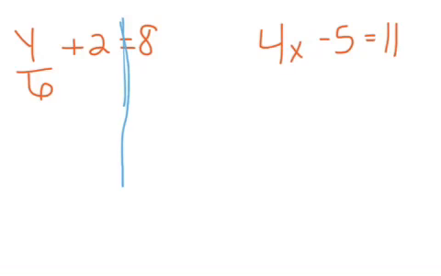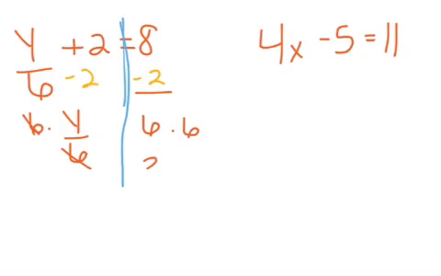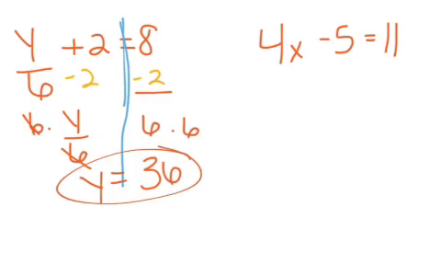So here we have y divided by 6 plus 2 equals 8. My first step, I'm going to get rid of addition on both sides. Rewrite my problem by bringing down y over 6, subtracting over here to get 6, then get rid of division by multiplying. Those cancel. This equals 36, so y equals 36.